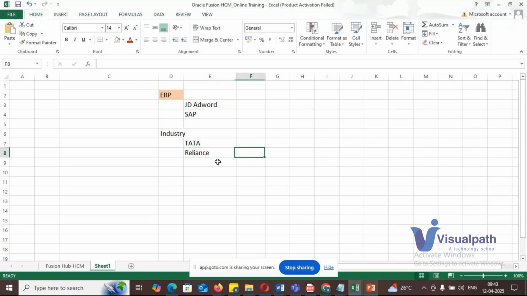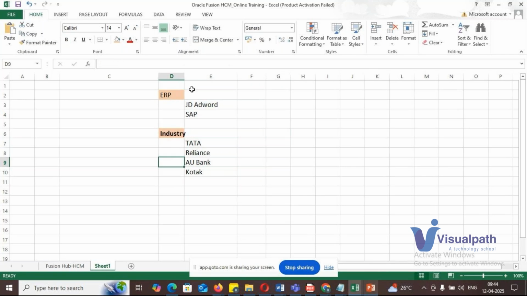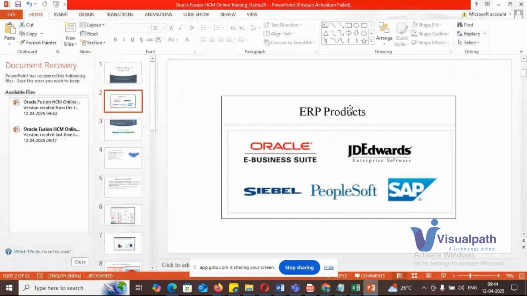Okay, and if I talk about banking, AU Bank or Kotak Mahindra Bank, these industries are using Oracle Fusion only. It's very easy to execute and configure the application based on the business functions. They can use the application in the organization, and easily manage the business functions and day-to-day operations in the ERP system, right?